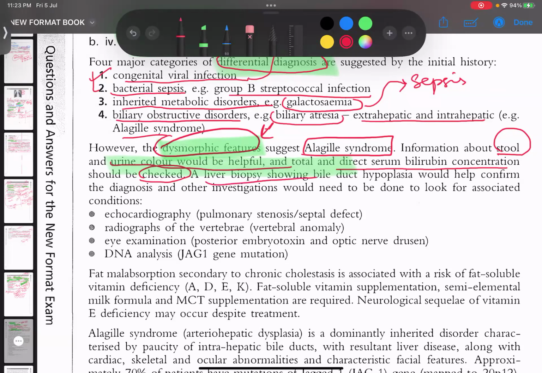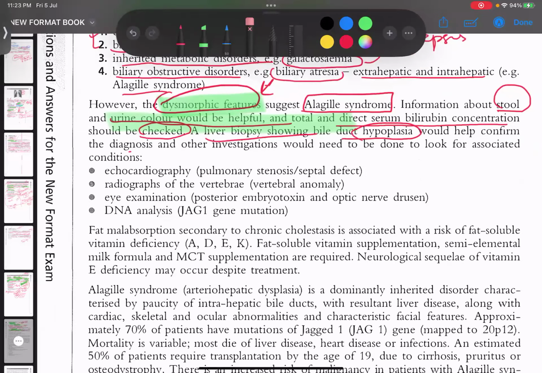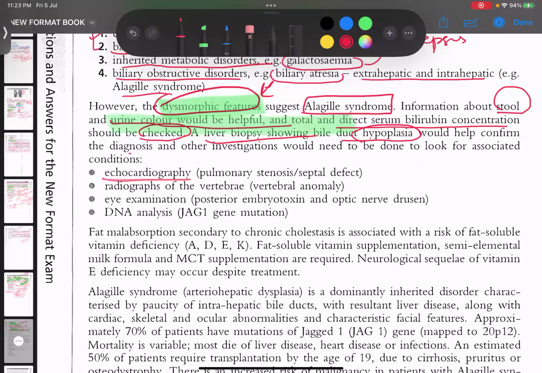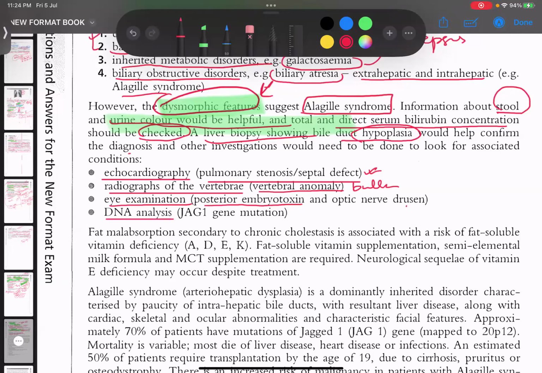A liver biopsy showing bile duct hypoplasia would confirm the diagnosis, and other investigations would need to be done to look for associated conditions. What are the other conditions they would look for? Echocardiography, because peripheral pulmonary stenosis or ventricular septal defect is very common in Alagille syndrome. Radiograph of the vertebrae to see butterfly vertebra, the one we saw. Eye examination to see posterior embryotoxon and optic nerve drusen. DNA analysis to find which gene is responsible, JAG1 gene mutation.